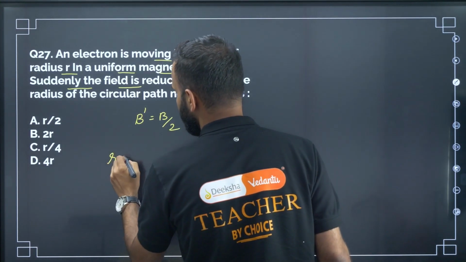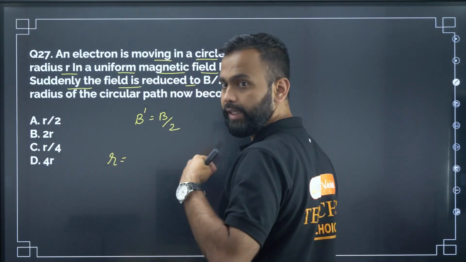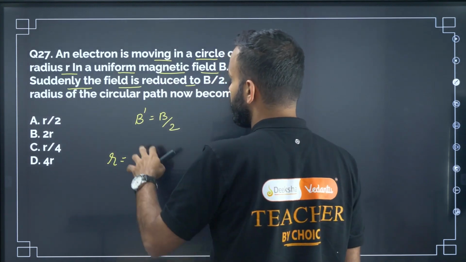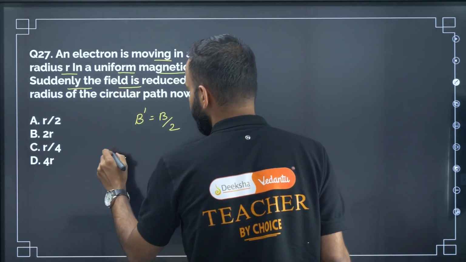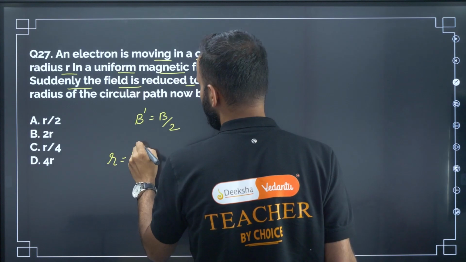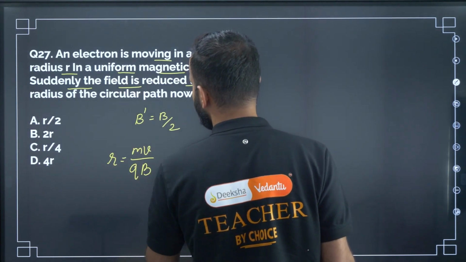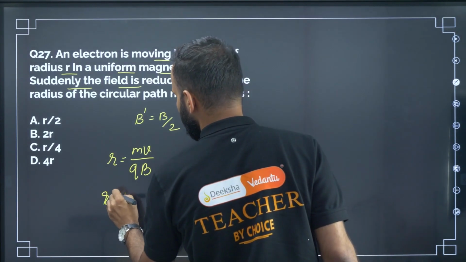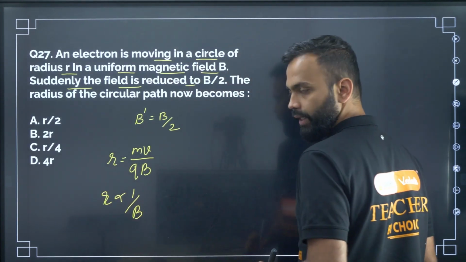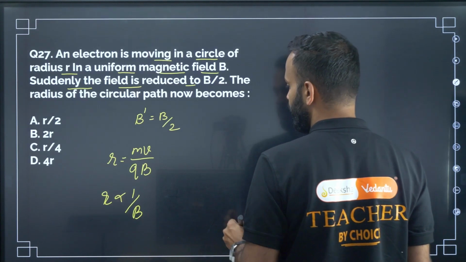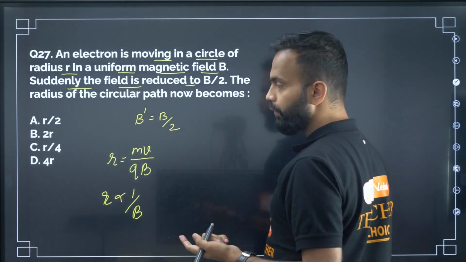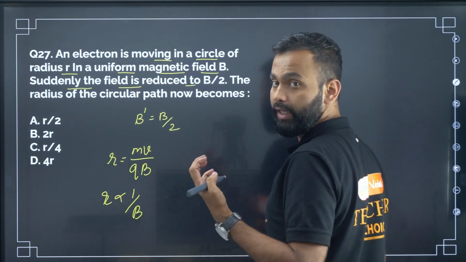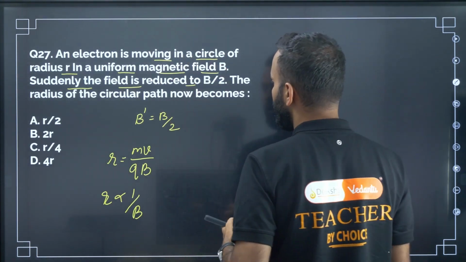We know that the radius of the circular path taken by the electron when it is moving in a uniform magnetic field which is perpendicular to the velocity of the electron, R equal to m into V divided by QB, right? So from this I can conclude that R is inversely proportional to the magnetic field. Now we need to find the radius of the circular path taken by the electron when the magnetic field is reduced to B by 2.